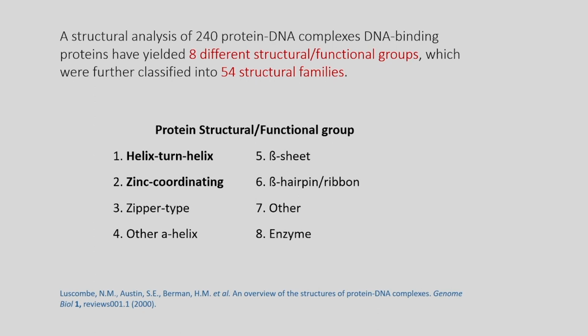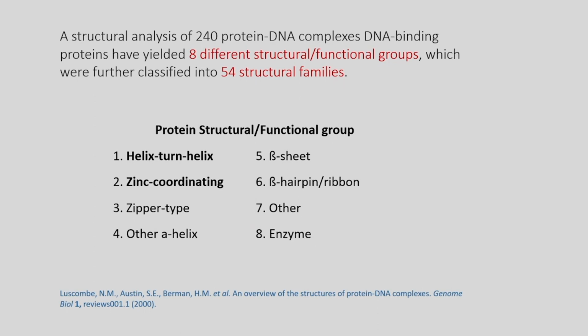Basically, these 8 large groups of protein structural functional groups are the helix-turn-helix, the zinc coordinating proteins, the zipper types, then other alpha helix and beta sheets, then beta hairpin ribbon, then a miscellaneous group having diverse functions with some commonalities, and then there is the enzymes group. Some of the enzymes also fall into the other 6 classes.